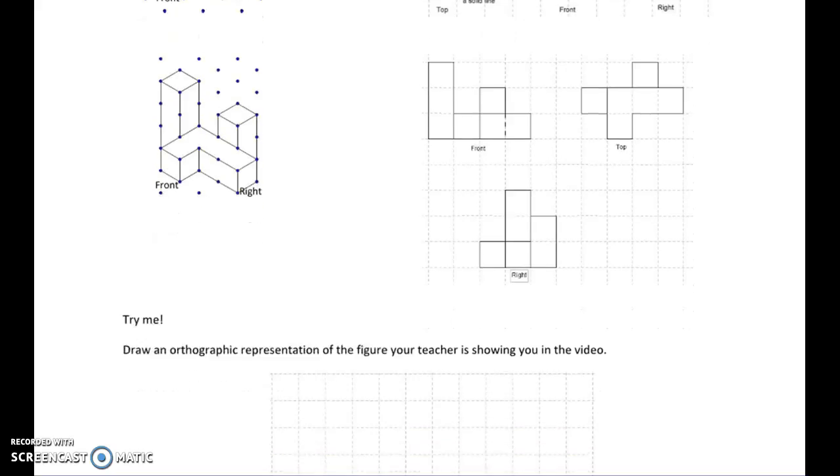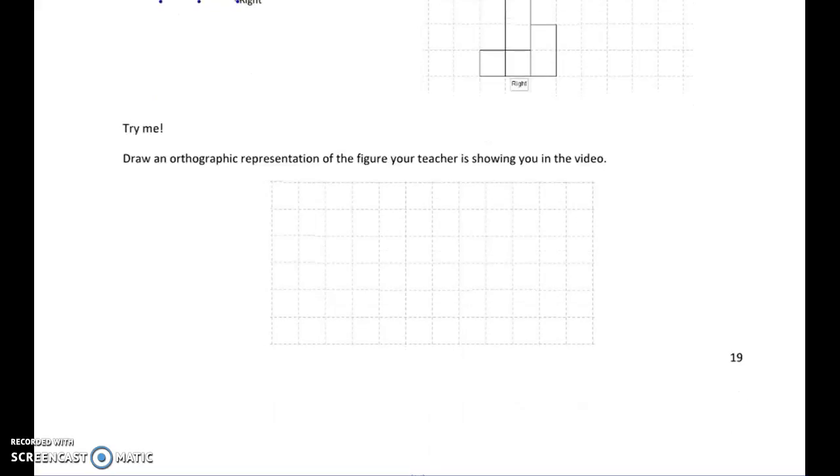Now I want you all to take a look at the figure I'm about to show you, and we're going to draw an orthographic representation of it in these boxes below.